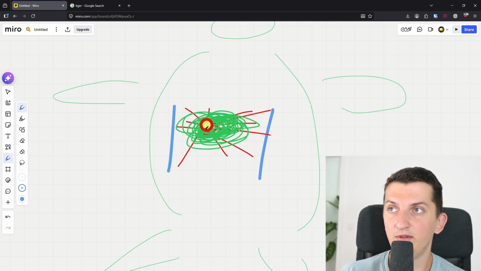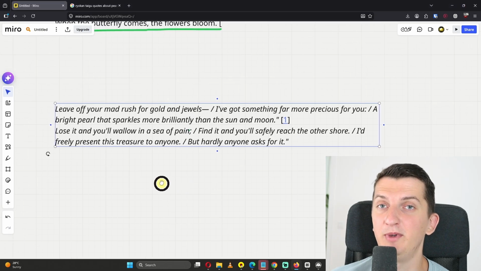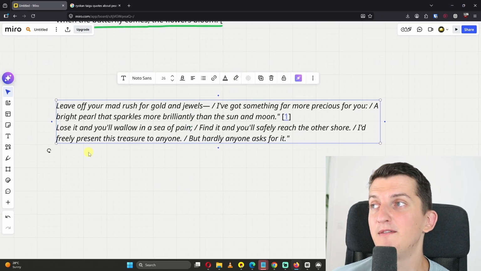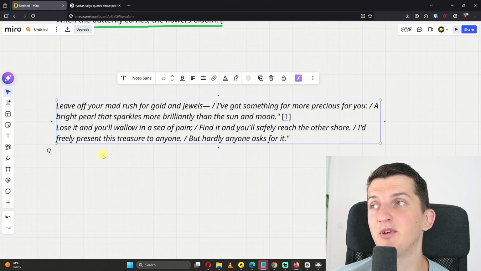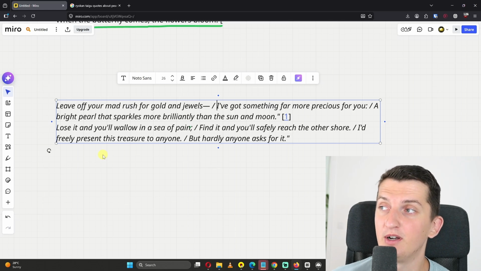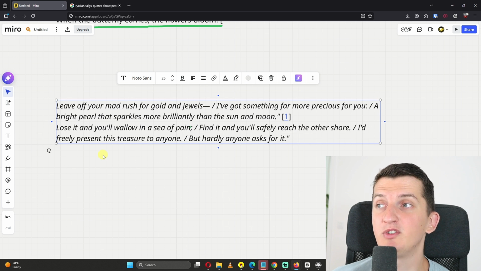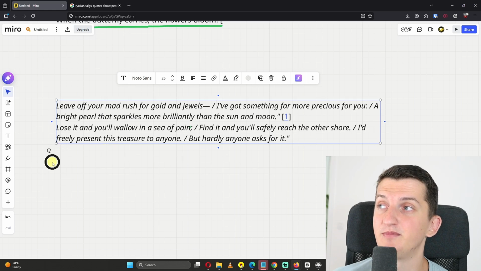And there is this wonderful quote by Ryokan that I want to share with you. Leave off your mad rush for gold and jewels. I've got something far more precious for you, a bright pearl that sparkles more brilliantly than the sun and the moon. Lose it and you'll wallow in a sea of pain. Find it and you'll safely reach the other shore. I'd freely present this treasure to anyone, but hardly anyone asks for it. And that's what is very fascinating.